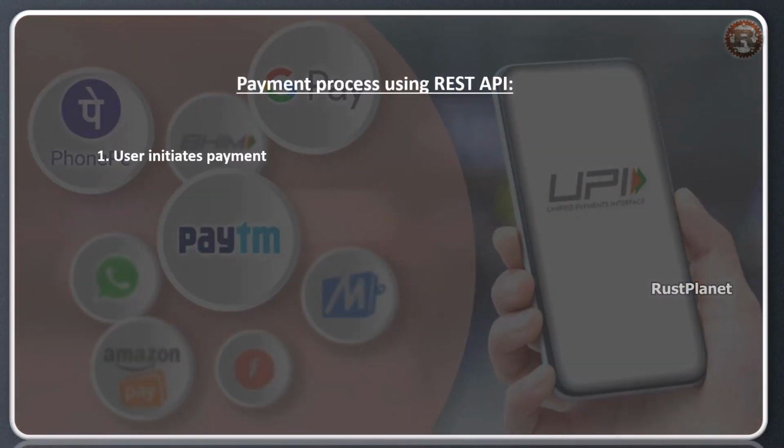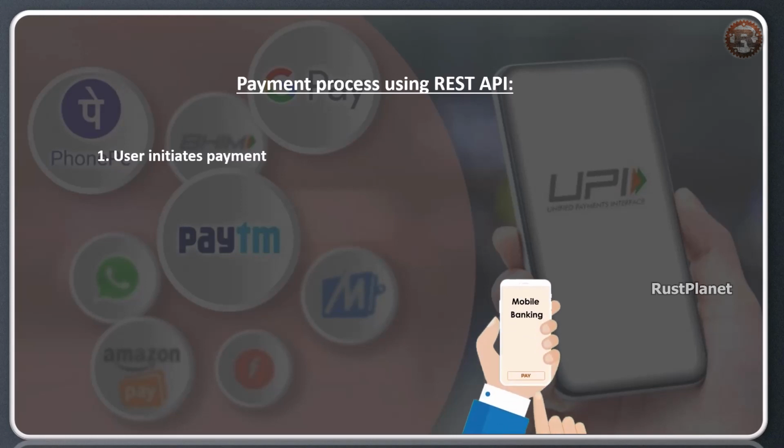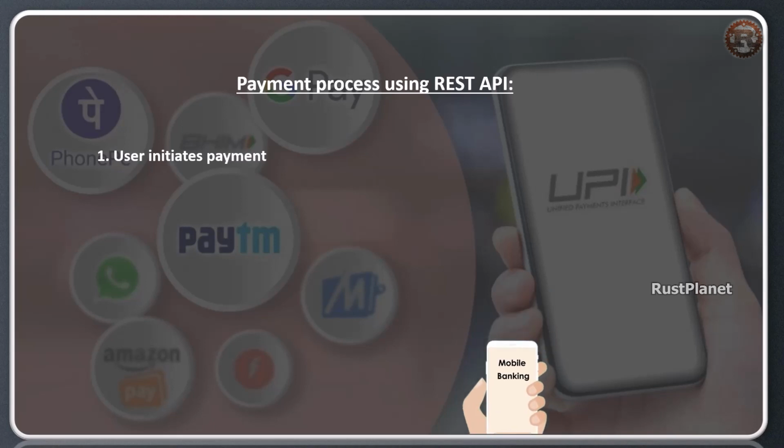The first step is user initiates payment. First of all, you open a payment app like PhonePe or Google Pay and you will enter the recipient's UPI ID or you'll scan their QR code. The app creates a payment request containing details like amount, payee information, and a unique transaction ID.